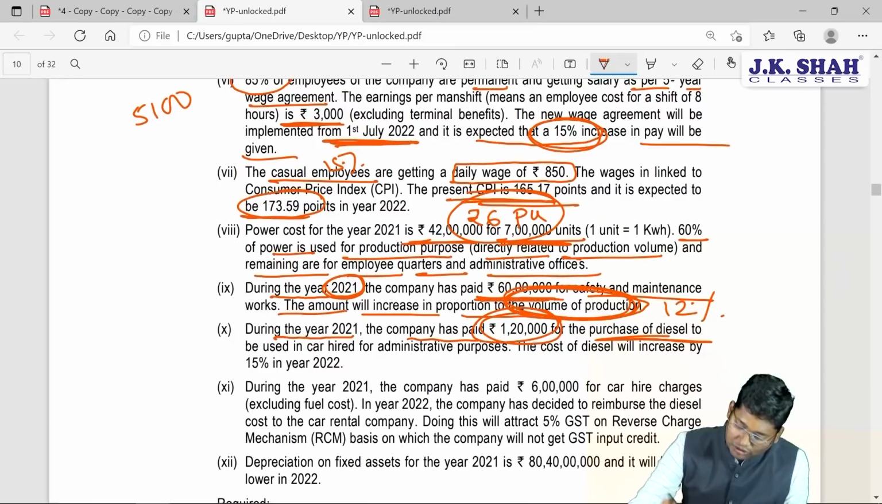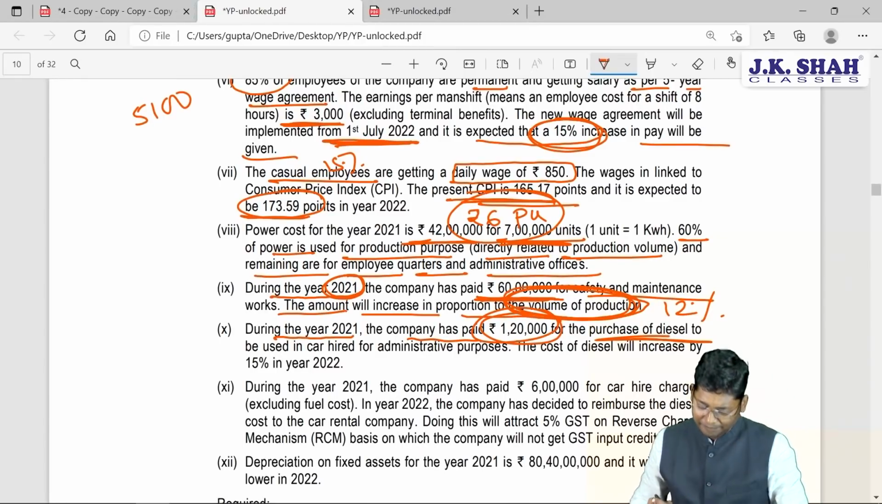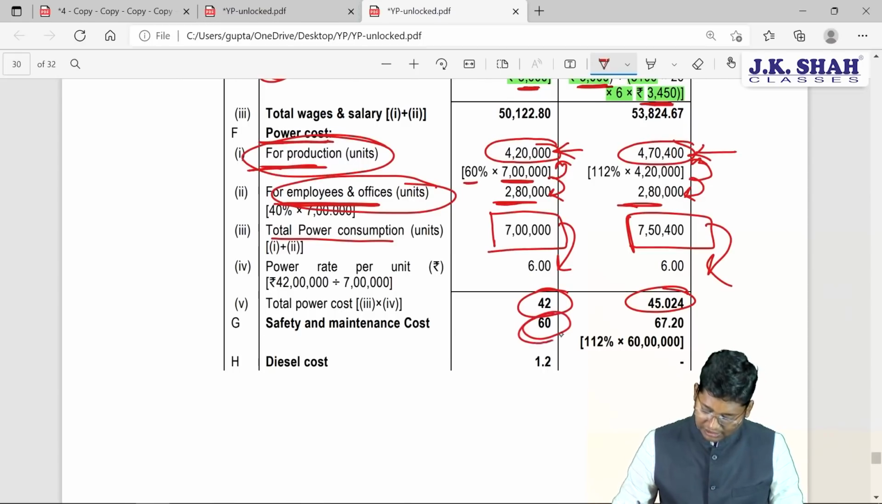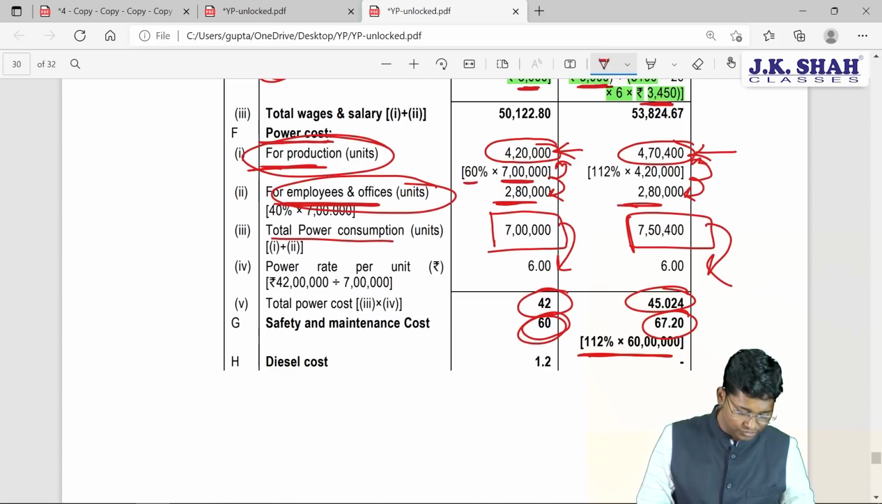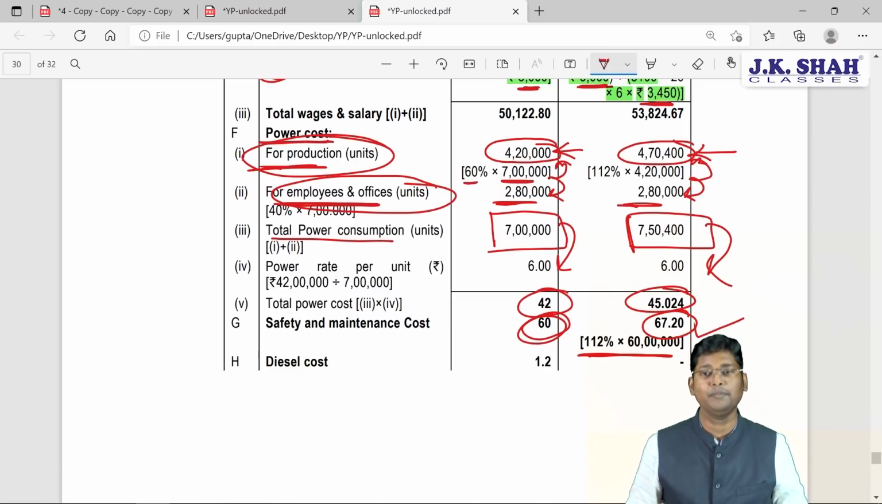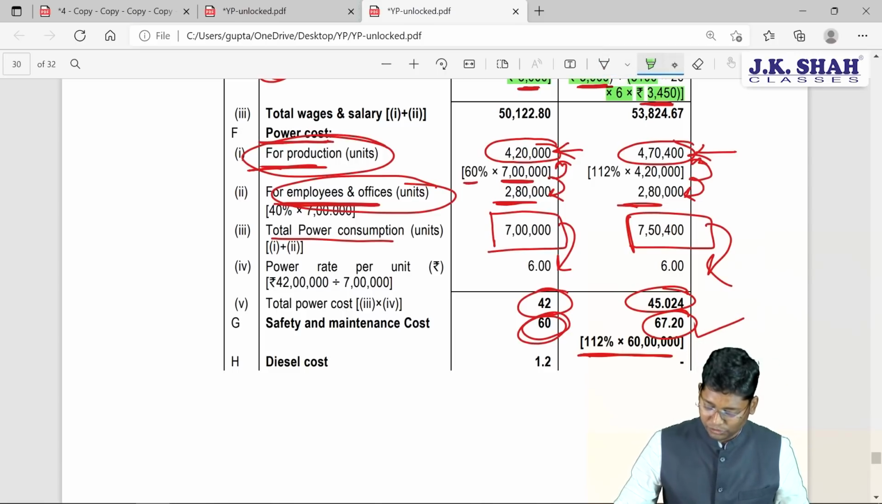Safety and maintenance cost is the next item which is given directly. Your safety and maintenance cost says that 60 lakhs is the present cost, recorded here, and it will increase in the same proportion. So I have increased it: 60 plus 12% is equal to 67.2. Hope you are not getting confused, students.